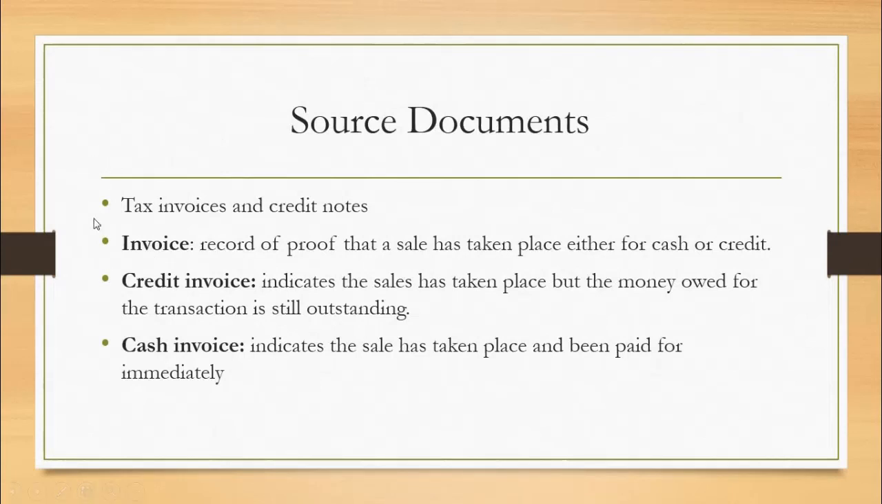Then let's look at the credit invoice. Another important one, it indicates that yes, a sale did take place, but the money owed on the transaction is still outstanding. So businesses must pay taxes on the amount that they've received. So this is also a very good, important reference, as it shows who still owes the business and who has paid. Then a cash invoice is going to indicate to us that the sale has taken place and has been paid for by cash immediately.